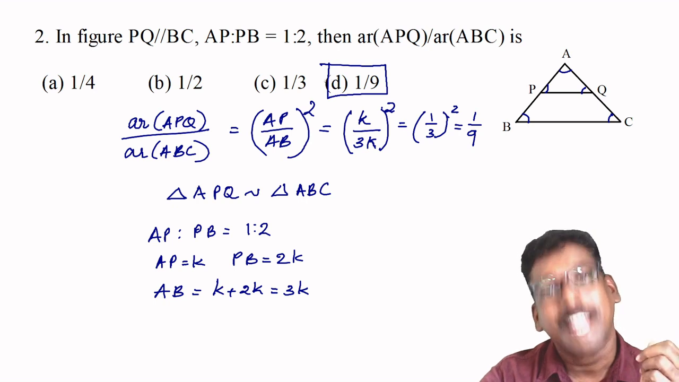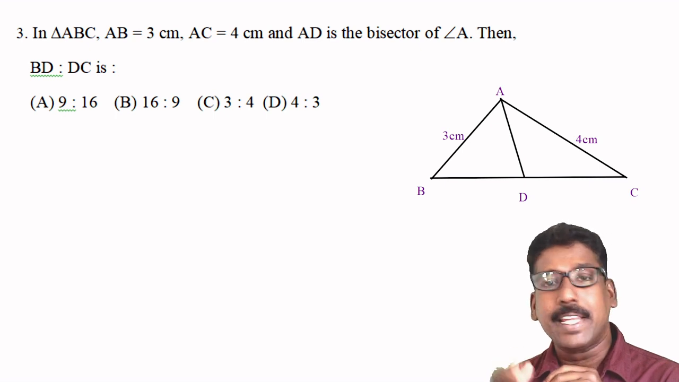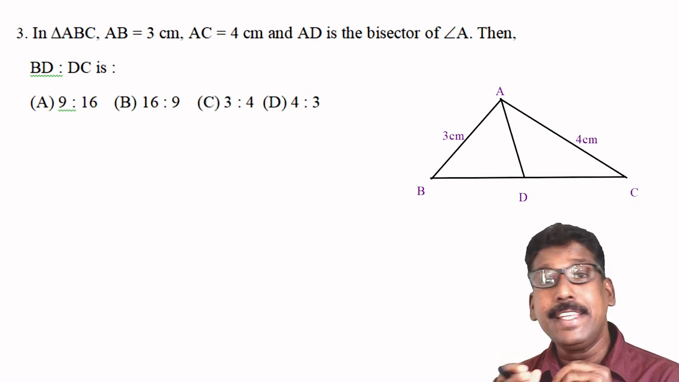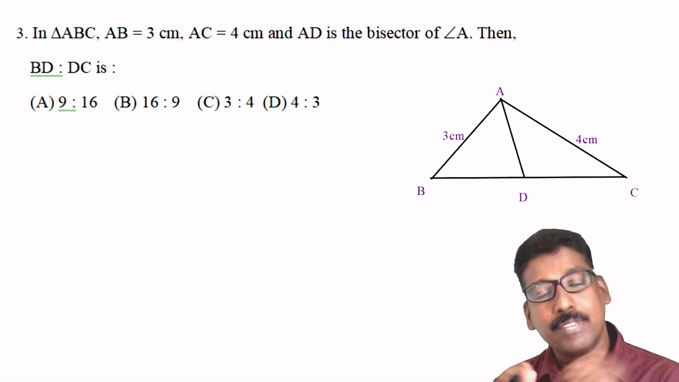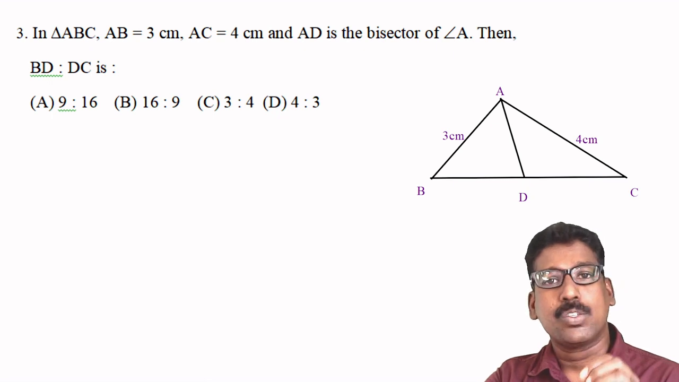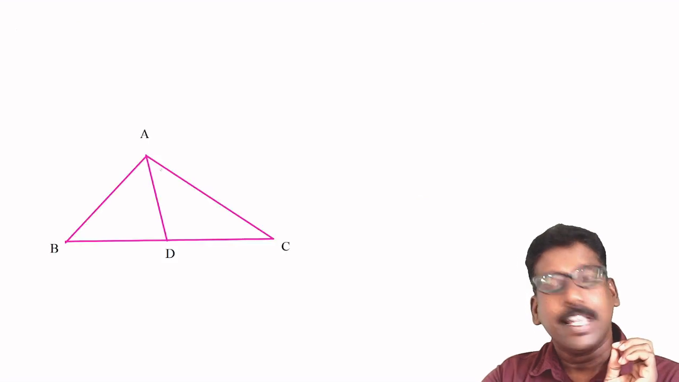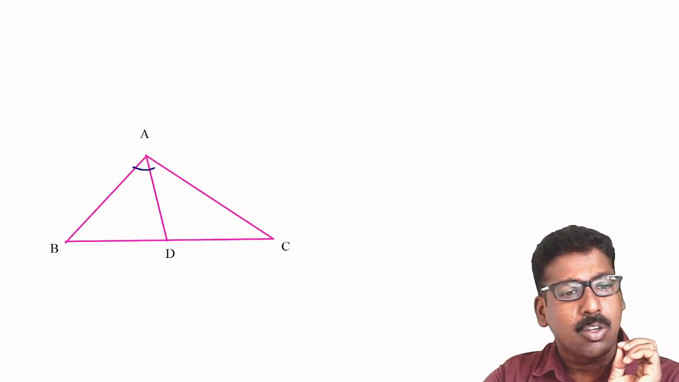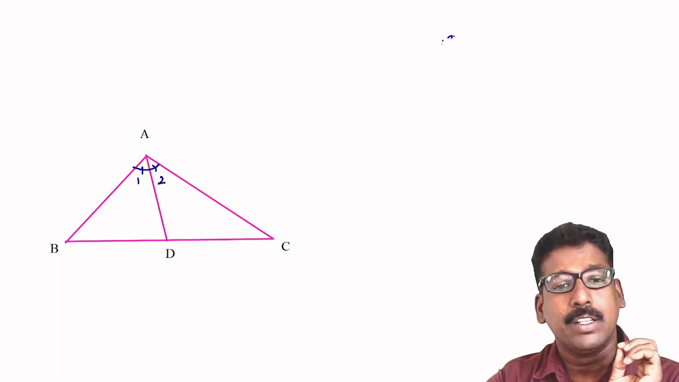Now look at the next question. In triangle ABC, AB is 3 cm, AC is 4 cm and AD is the bisector of angle A. Then BD is to DC you want to find out. Before doing this question, just look at the property of the angle bisector of a triangle. Here, AD is the bisector of angle A. That means these two angles are equal. Let me take these angle 1 and angle 2. Here you can say angle 1 is equal to angle 2.